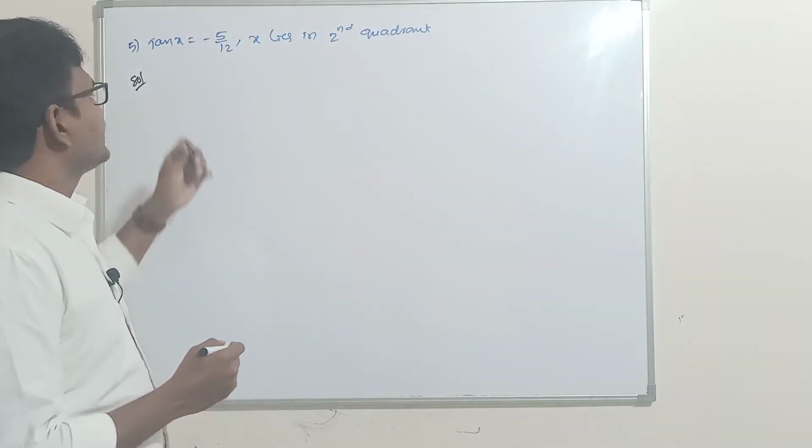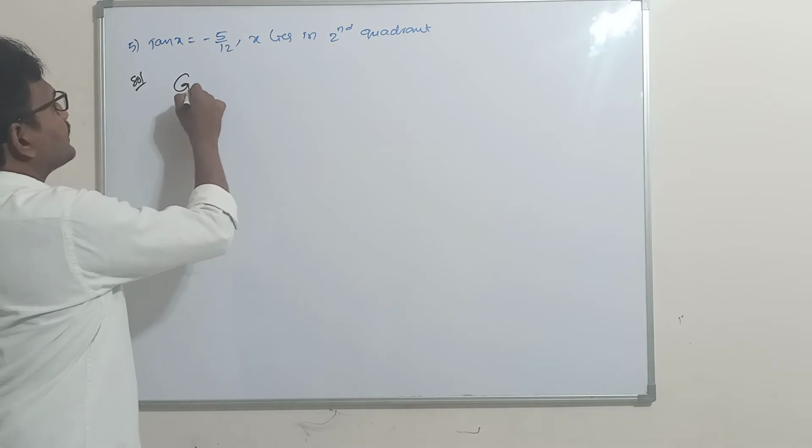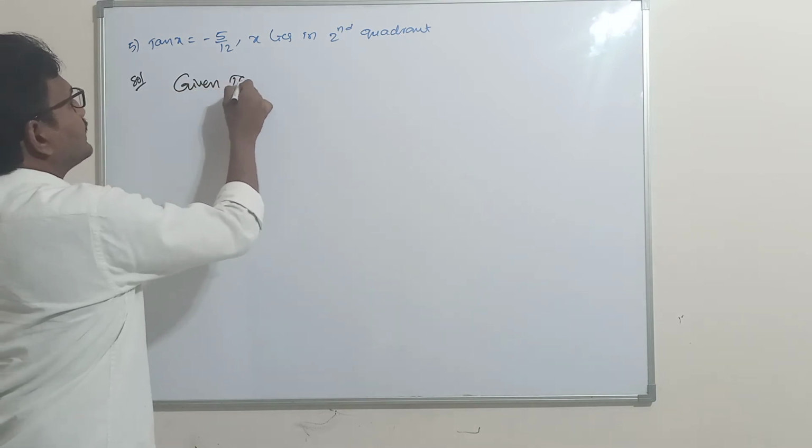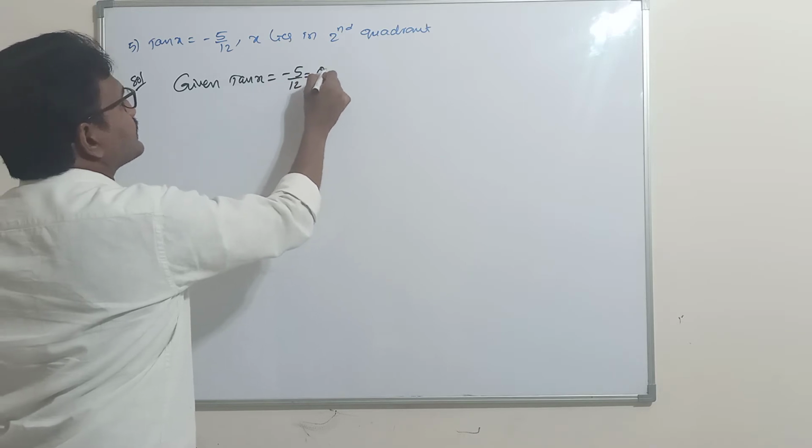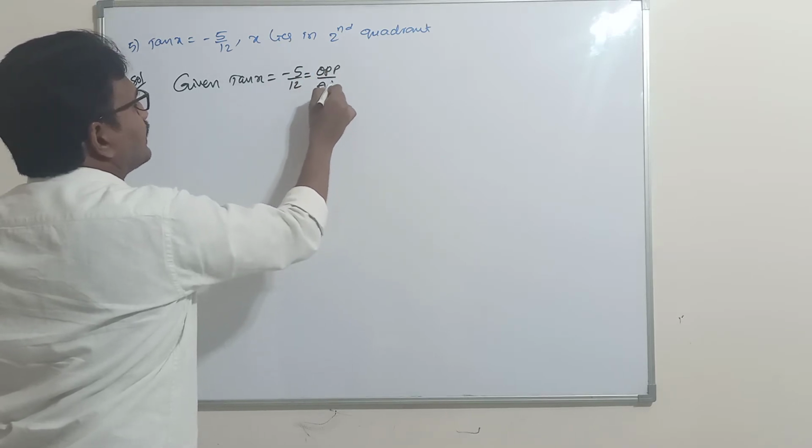Next problem: tan x is equal to minus 5/12. Given tan x is equal to minus 5/12. Tan x means opposite side by adjacent side.